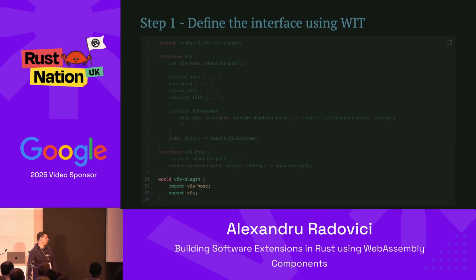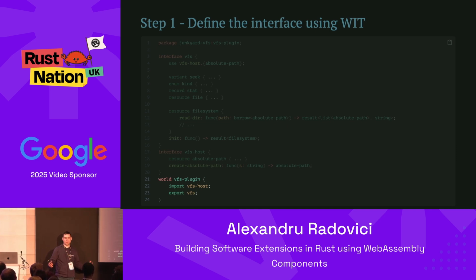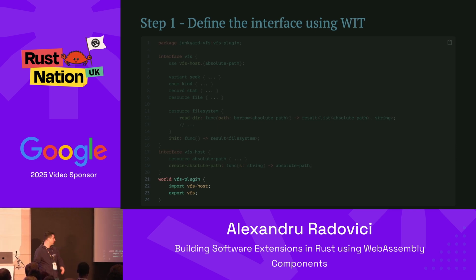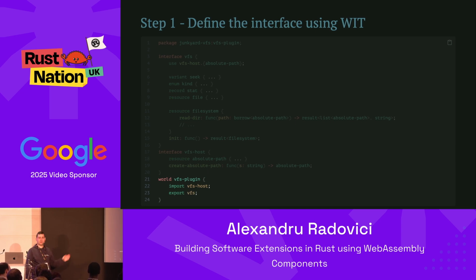And then I define the world. The world is VFS plugin. I import VFS host, so for whatever the plugin needs from the host, and it needs the absolute path, because the host can create the paths, and it exports the VFS. You can find on GitHub the full file. If I had several types of plugins, so virtual file system, editor plugin, syntax highlighting for files, I would have a lot of interfaces and several worlds. And then for every plugin, I would tell the compiler, this is the world that you need to use.